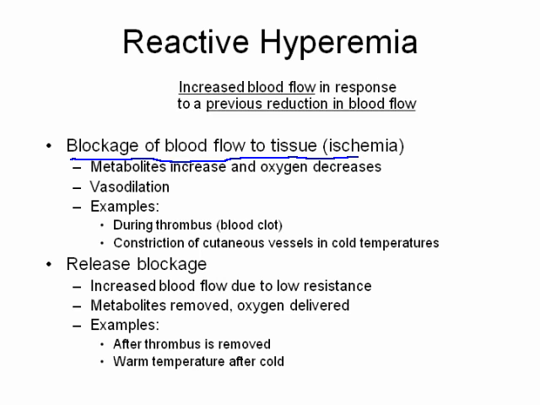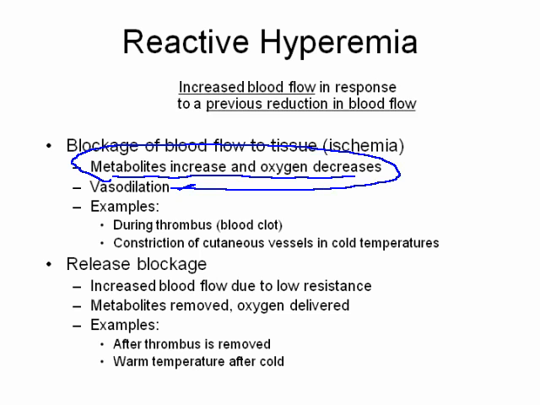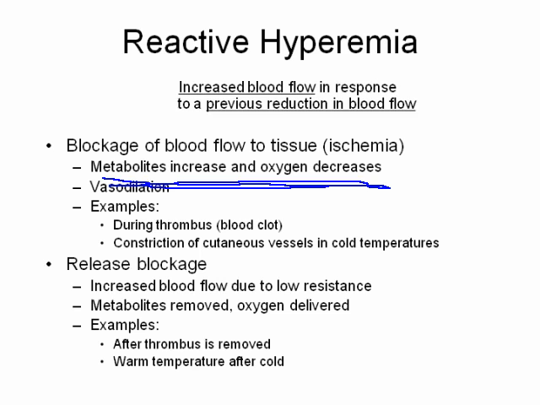So if you have a blockage of blood flow to tissue, that's referred to as ischemia. Metabolites increase and oxygen level decreases. Now, what you want to have is vasodilation in order to correct this. But if vasoconstriction is going on, so you have a reduction in blood flow, these metabolites will continue to build up. As soon as the vasoconstriction ceases, you're going to have vasodilation.